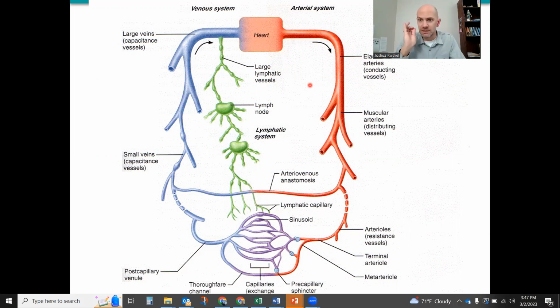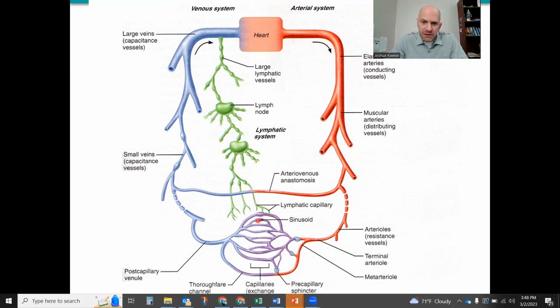Lymph is not green. Bile is actually kind of a greenish color, but lymph is not, but it's depicted as green. So whenever you see green, you're going to think lymphatic system, lymph vessels, lymph nodes, lymph. Green, that's just a convention when we're talking about these topics.